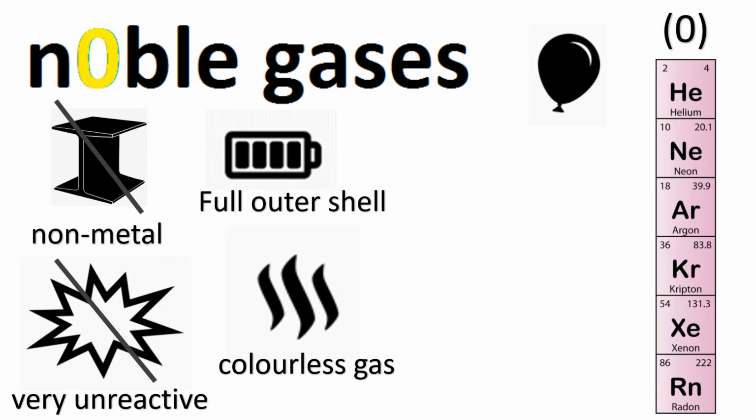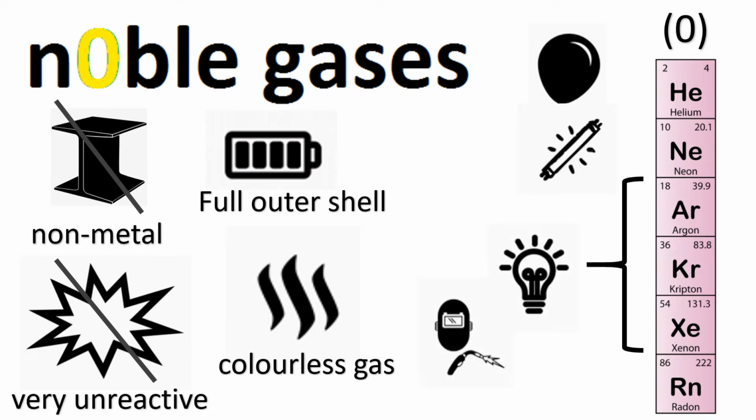So helium is often used in balloons because it is lighter than air, it's less dense than air, and so it floats. We looked at neon and neon lights and the different colours using neon, argon and krypton. We looked at argon in particular, but krypton and xenon also for light bulbs, and also argon in arc welding in order to stop oxygen getting near the sparks and causing an explosion. And lastly, we knew that radon at the bottom of this group was radioactive.